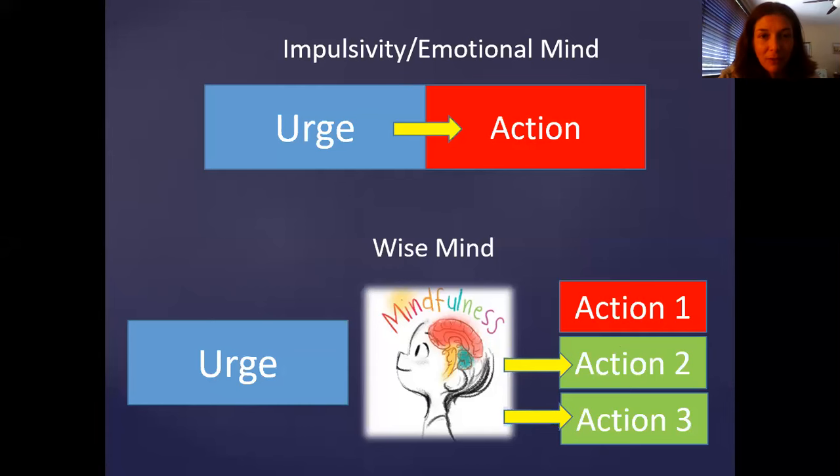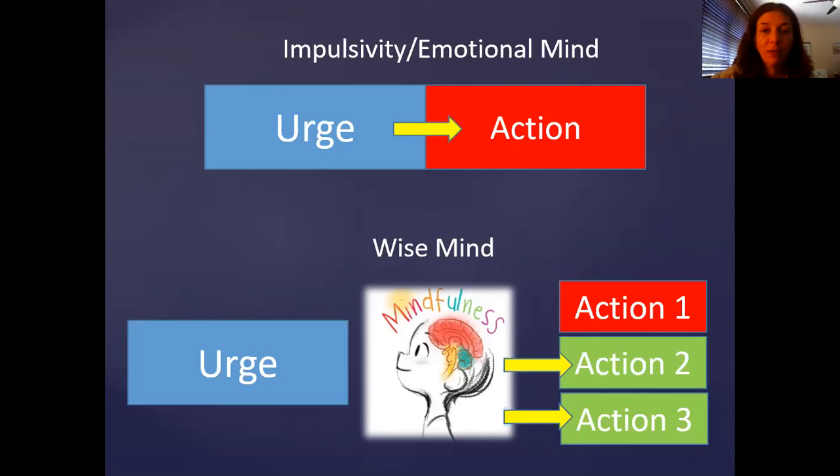So on the top of the screen, you might be familiar with this process of having an urge to do something and immediately going to the action. So if you feel like blurting something out, the action would be that you'd actually blurt it out and say it without even thinking, without any separation between the urge and the action. Just like those rectangles are right next to each other. There's no space between them.